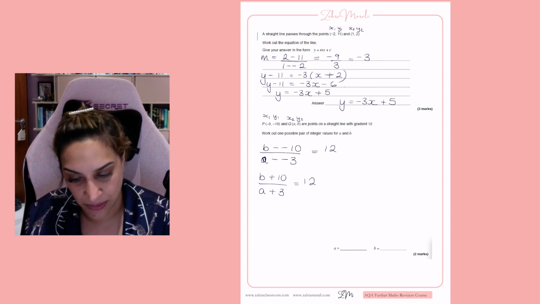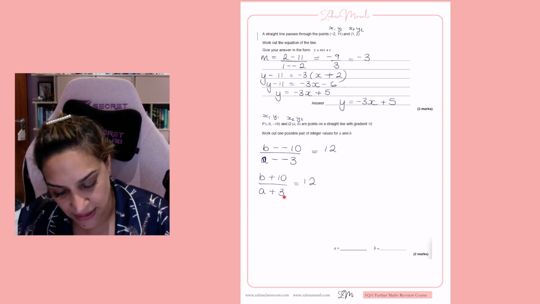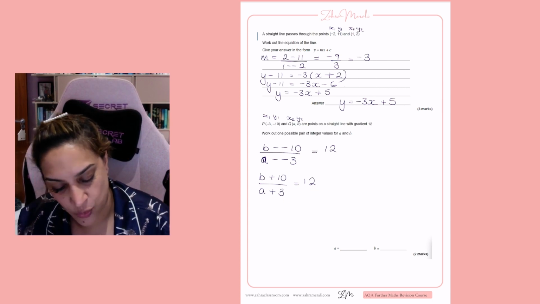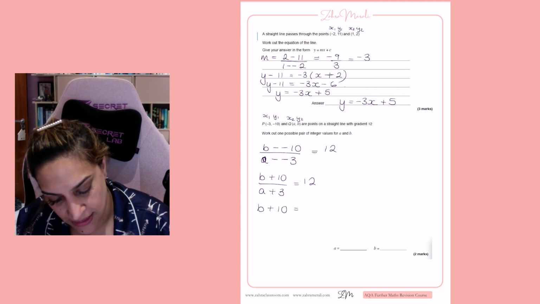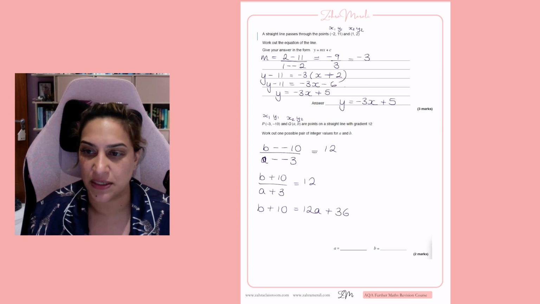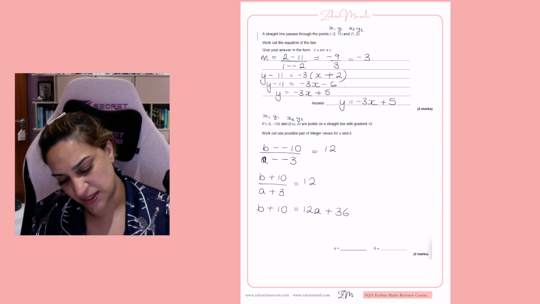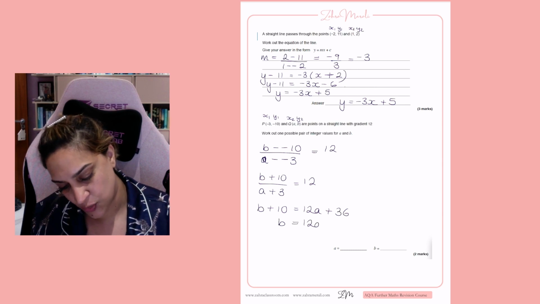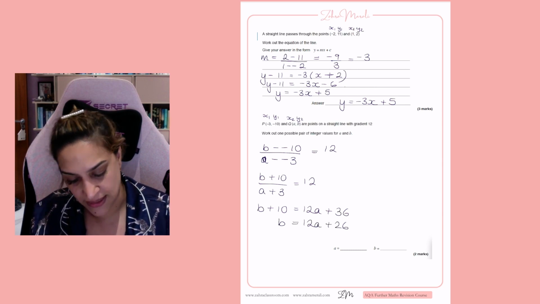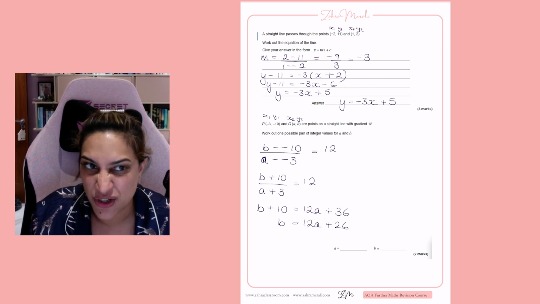Okay, let's multiply this bit underneath up here. So we're going to get 12 times a to give us 12a, 12 times 3 to give us 36. And what we want to do is, I think it's quite easy to find an expression for b here. So we'll get 12a plus 26, and then we can just substitute values in.